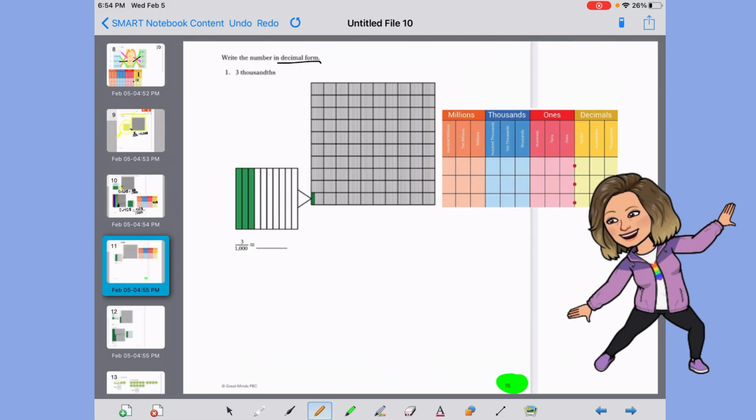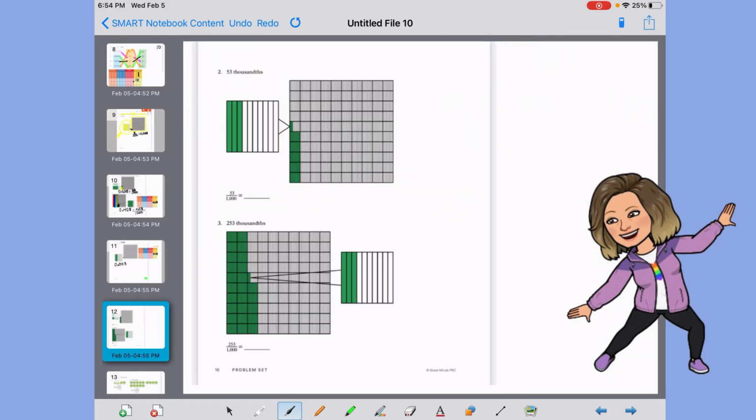And I know that my thousandths place, tenths, hundredths, thousandths, is back there. Since I have 3 of those, it fits in right like that. My decimal will look like that. Whether or not I put a 0 in front of the decimal is totally up to you.